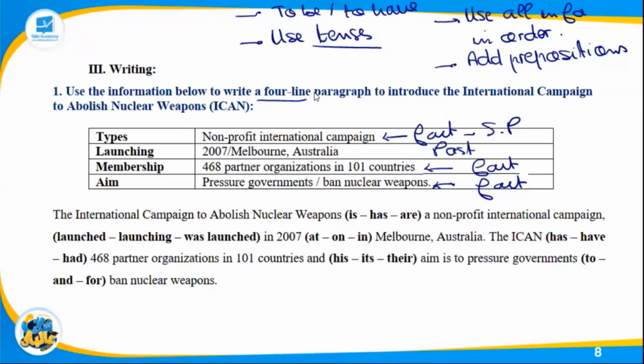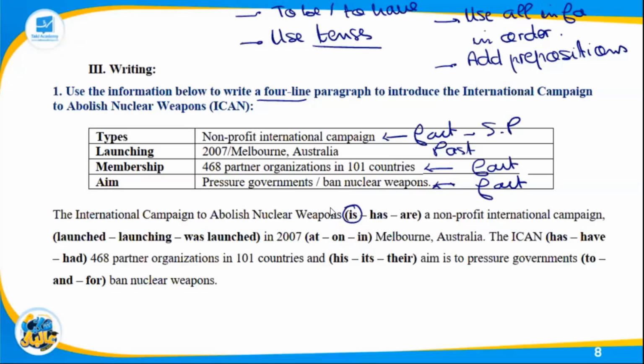Okay, I'm going to use this information in four lines, no more. Now let's see how we are going to use prepositions and the necessary verbs, which can be to be or to have, to link between this information. Okay, alright, let's start. The International Campaign to Abolish Nuclear Weapons is a non-profit international campaign. Now, this is a fact, so for simple present I'm going to use is. Okay? When I am introducing something, preferably use the verb to be. Okay?